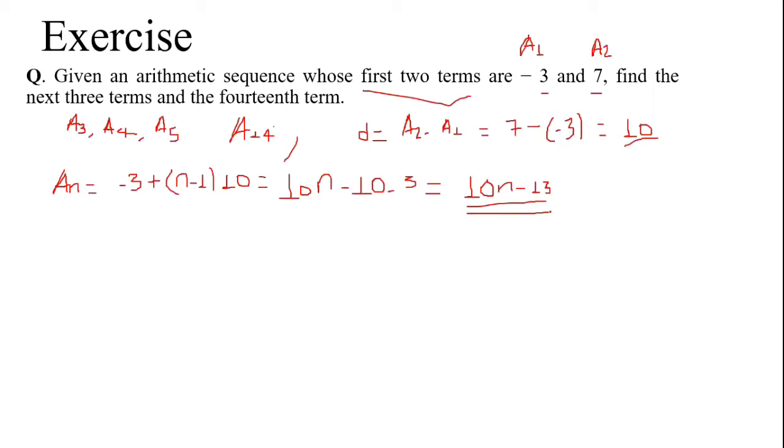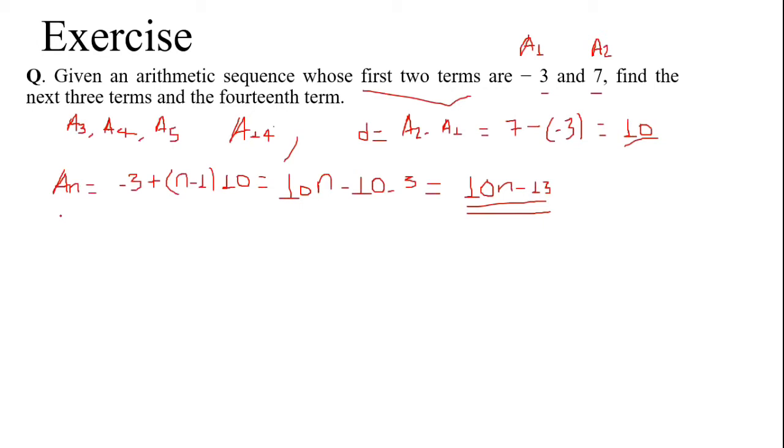Now we can obtain the values for A3, A4, A5 just by putting a value of n, 3, 4, 5, whatever. If we are going to find the third term, that is A3, we can put 3 here. So 10 times 3, that is 30, minus 13, that is 17. So we can also obtain A3 just by using what?